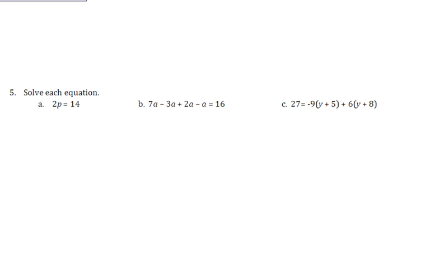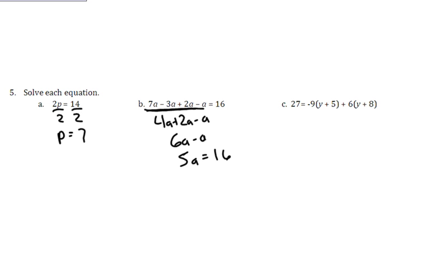So if you can solve each equation, you can take a minute and do that. So a little division. Here, you got to do a little simplifying first. You can put all four of these things together. So 7a minus 3a is 4a, plus 2a is 6a, minus a is 5a, equals 16. So that means when you divide by 5, a is going to be equal to 3 1/5.